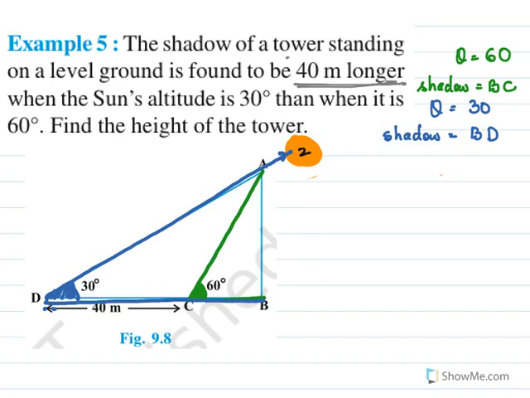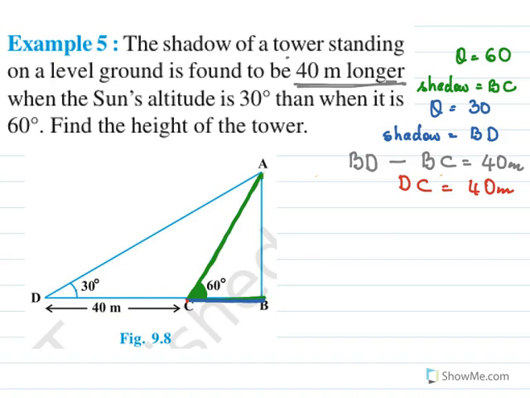Here they said the shadow is 40 meters longer. So the difference in the shadow is 40 meter. The longer shadow is BD and the shorter shadow was BC. And their difference is 40 meter. If you look up in the figure, what is BD minus BC? BD minus BC is DC. So your DC is equal to 40 meter. This is important, that DC is 40 meter.